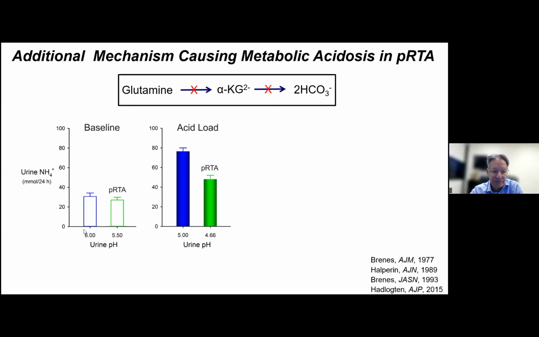It's all we have. And so what do we see? At baseline, in some of these patients that have been looked at, you have a urine pH of 6 with an ammonia excretion rate of about 30 millimoles per day. These patients who have metabolic acidosis and a lower urine pH, they're in the steady state, have roughly the same amount of ammonia excreted. That's abnormal.